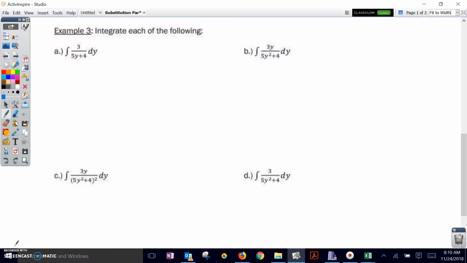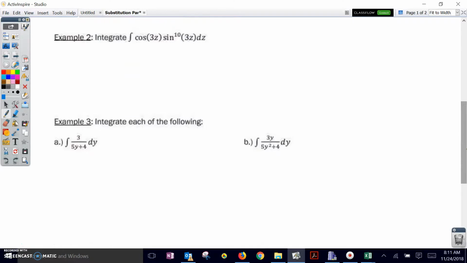So just take a glance quickly at all 4 of these integrals that we're finding. We've got 3 over the quantity 5y plus 4, and 3y over the quantity 5y squared plus 4, and 3y over the quantity 5y squared plus 4, the quantity squared, and 3 over the quantity 5y squared plus 4. All of these look fairly similar, but they're all going to be reasonably different in how we find these particular integrals. So let's go ahead and get started. We'll look at part A.